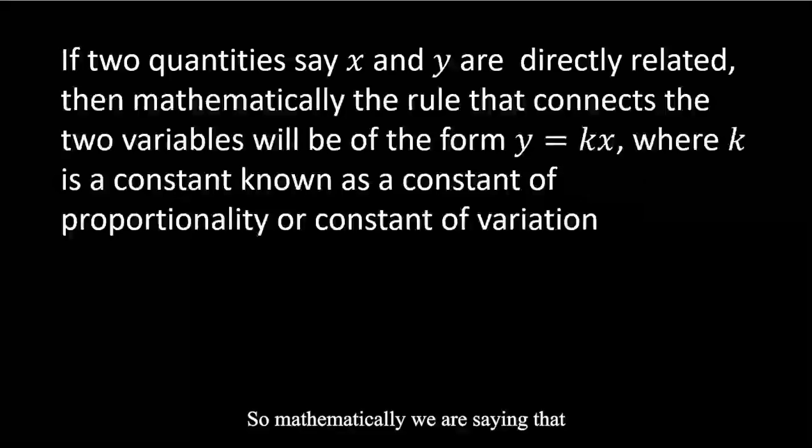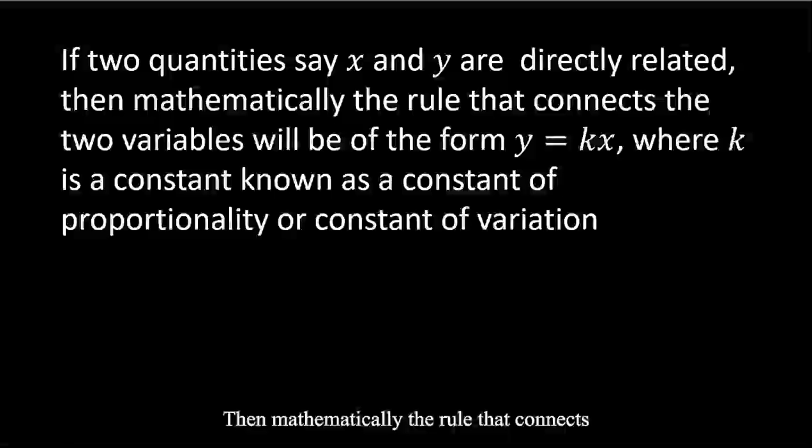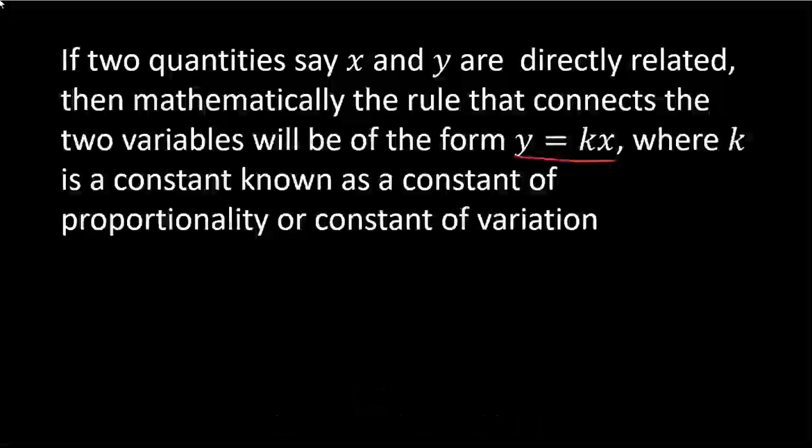So mathematically, we are saying that if two quantities, say x and y, are directly related, then mathematically the rule that connects the two variables will be of the form y is equal to kx, where k is a constant known as a constant of proportionality or variation.